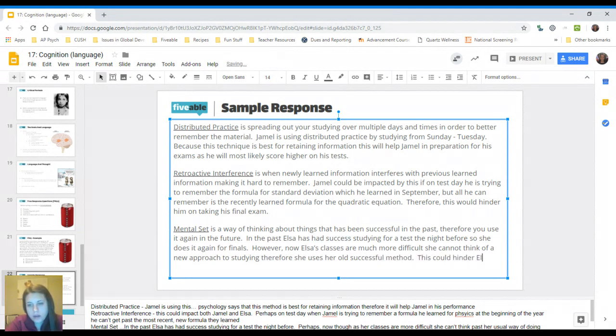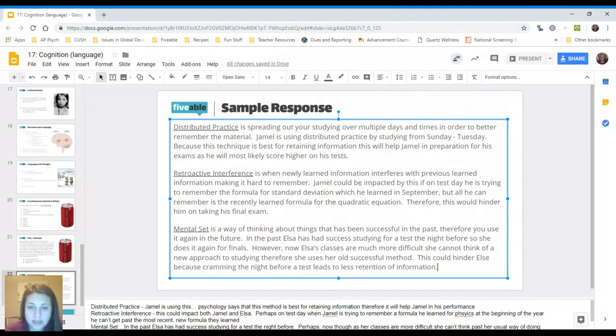This could hinder Elsa because cramming the night before a test leads to less retention of information. So again, I start with a straight definition, nothing fancy. I talk about how Elsa might be affected by this, and then I finally say that it would hinder her and why it would hinder her. And that's really all we need to be doing for FRQs. And basically just making sure you go through each one, underline the terms, define, apply.